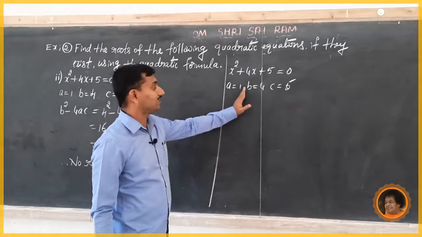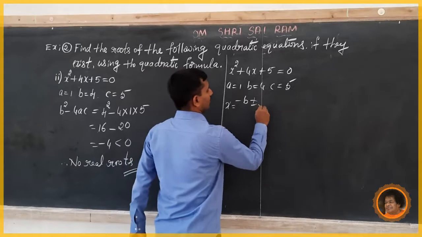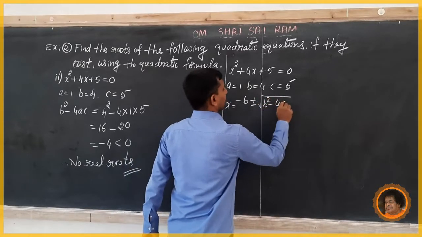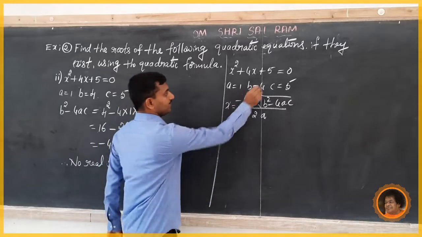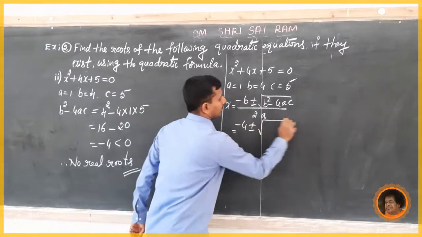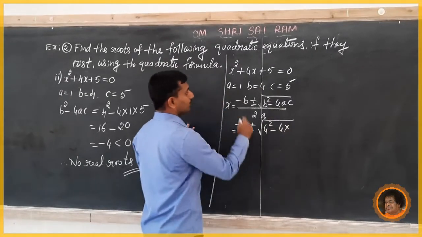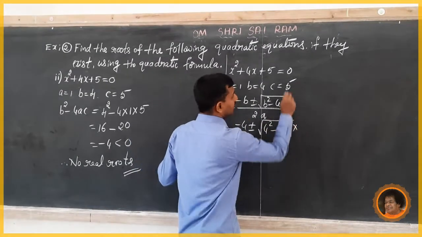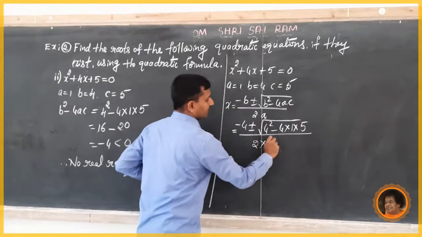Find the roots of the quadratic equation by the formula method. x equals minus b plus or minus square root of b square minus 4ac, divided by 2a. So what is the value of b? b is minus 4, plus or minus square root of b square. b square means 4 square, 4 into a value 1 into c value 5. So divided by 2 into the value of a, which is 1.